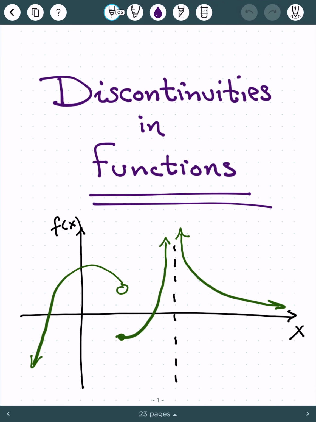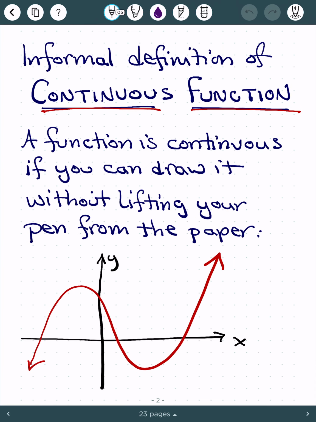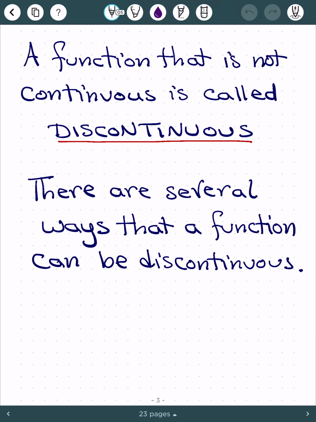Welcome to Discontinuities in Functions. Functions can be either continuous or discontinuous. A continuous function is, loosely speaking, one that you can draw without lifting your pen or pencil from the paper. If a function is not continuous, it is called discontinuous, and there are a number of ways that this can happen.